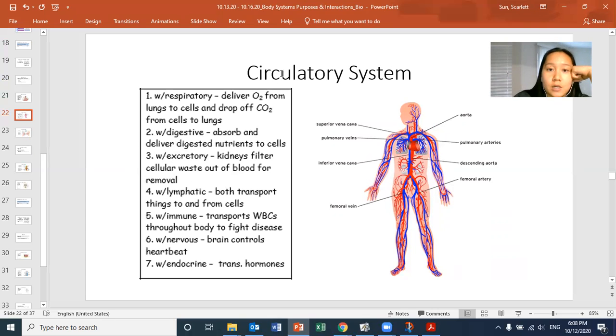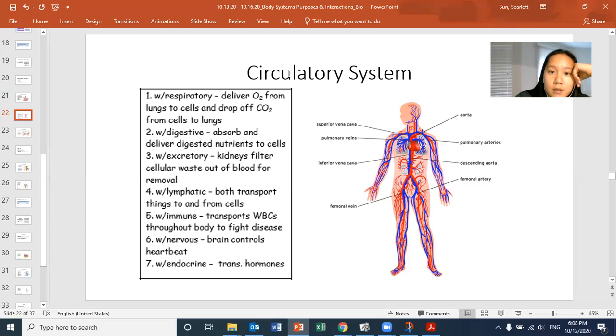The lymphatic system interacts with the circulatory system because they both transport things to and from cells, right? They're just transporting red blood cells versus white blood cells. The immune system interacts with the circulatory system because the circulatory system also helps transport white blood cells throughout the body when you're fighting diseases. It's not just the lymphatic system.